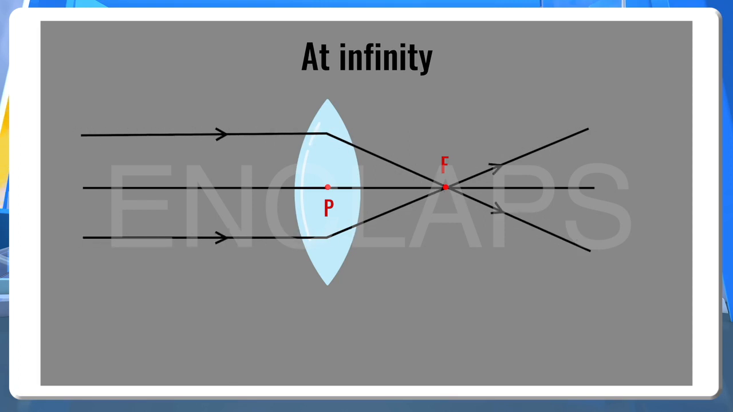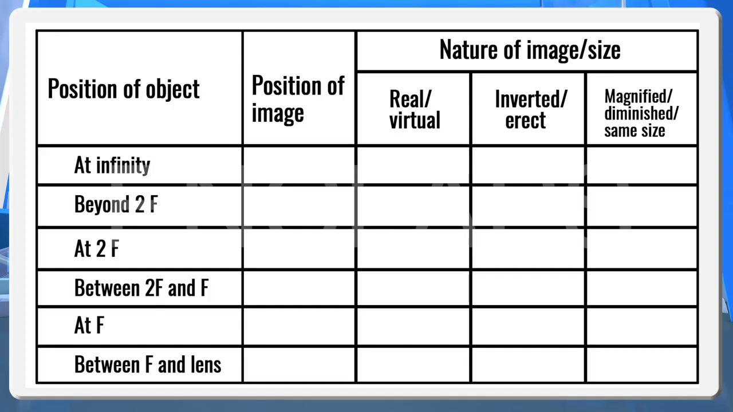What will be the nature of the image? The image formed will be a diminished one. Since the rays are really meeting at a point, the image is said to be a real image. You may recall from the previous experiment that an image formed by a distant object is an inverted image. We can summarize these details in a table. If the position of an object is at infinity, the image will be formed at the focus, and the image formed will be real, inverted and diminished.